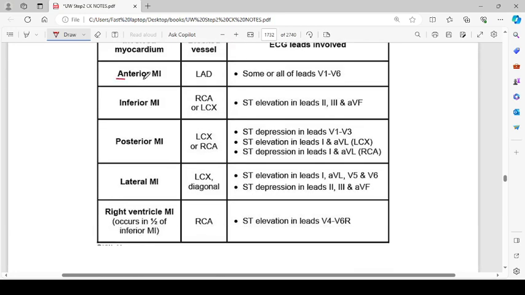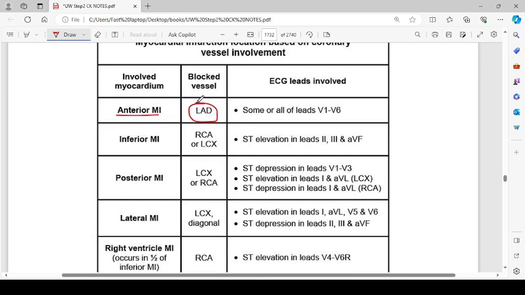So anterior MI is caused by the left anterior descending artery, and some or all leads from V1 to V6 will be involved. Inferior MI, right coronary artery or left circumflex artery, ST elevation will be seen in 2, 3 and AVF. Posterior MI. Now the concept is, in the inferior MI or posterior MI, why are we considering left circumflex artery? Because there is a concept of dominance, and in some people the posterior descending artery originates from the left circumflex artery. In most people it originates from the right coronary artery.